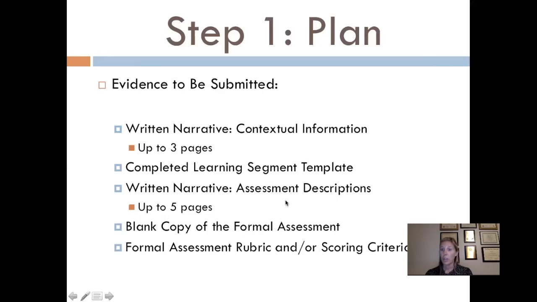The other piece is your assessment descriptions, right? That document we just looked at that had the informal, self, and formal assessment that can be up to 5 pages. And then you're going to submit a blank copy of the assessment, the formal assessment. You can see it doesn't want all of them, just your formal assessment. And then a copy of the formal assessment rubric or criteria sheet. Remember, this is before you're implementing, so it all should be blank copies of everything.